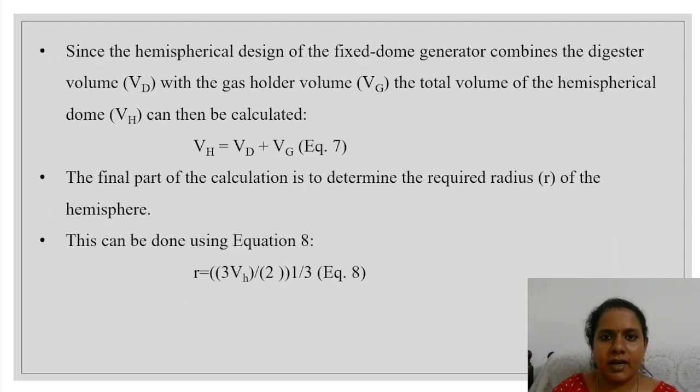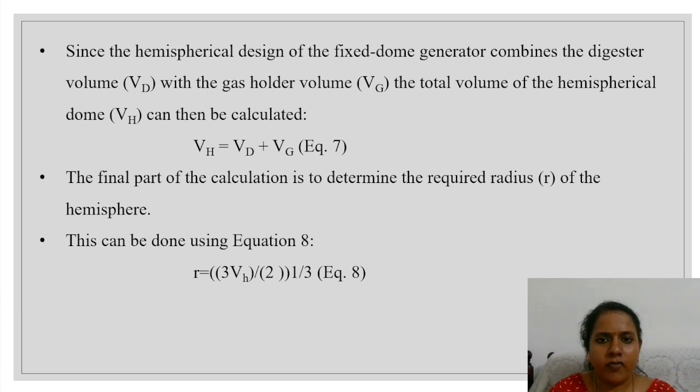Since the hemispherical design of a fixed dome digester combines the digester volume with the gas holder volume, the total volume of the hemispherical dome can be calculated. Vh equal to Vd plus Vg, equation 7.